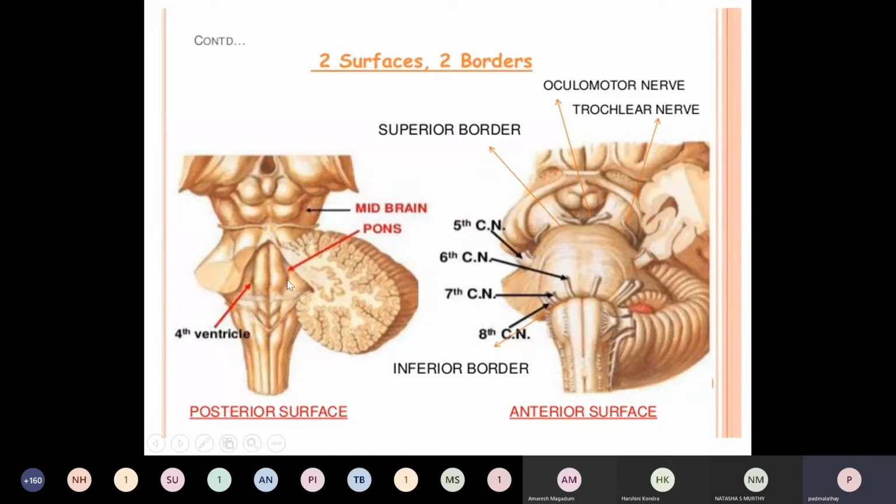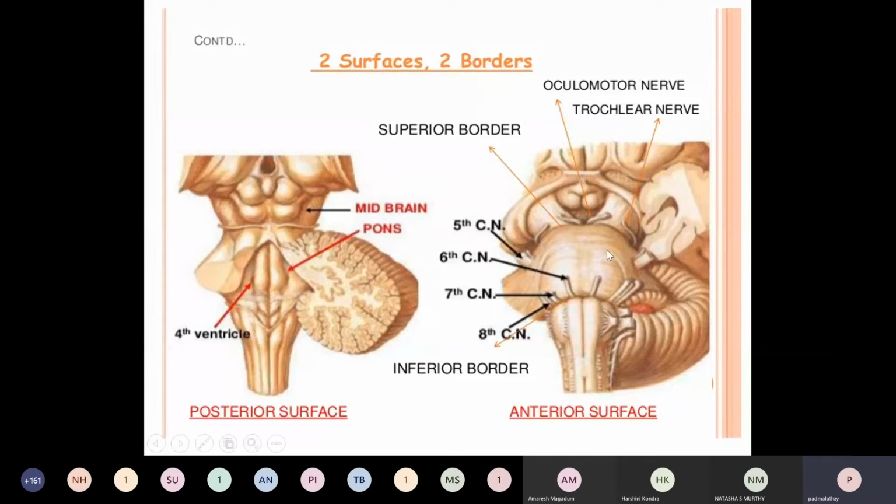In this picture, you can see the two surfaces of the pons. This is the dorsal or posterior surface, and this is the ventral or anterior surface. The ventral surface of the pons is convex, and in the midline there is a groove called the basilar groove, which lodges an artery called the basilar artery. This is the artery which supplies the brainstem as well as the cerebellum and the brain. You will study the basilar artery in the blood supply of the brain.